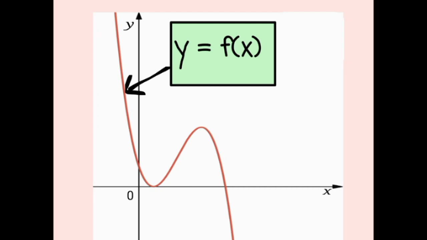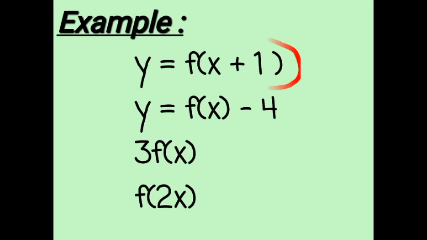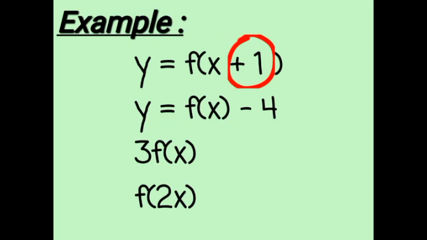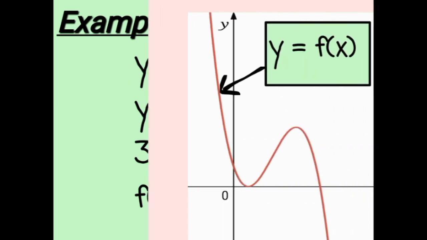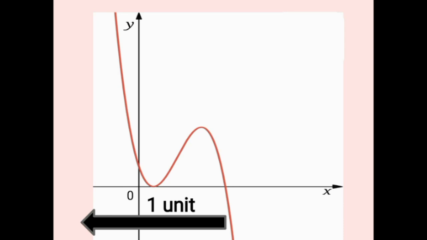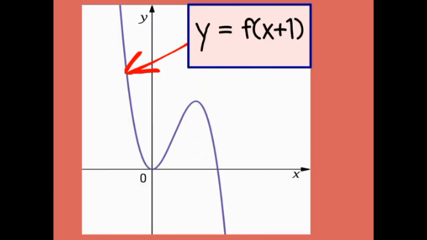So as we saw earlier, this is the graph of y = f(x) and we don't know the exact equation of this graph. f(x + 1). Here, 1 is added inside the function and hence this is the translation of the graph y = f(x) by 1 unit in the direction of the negative x-axis. So now this is the graph of y = f(x + 1).